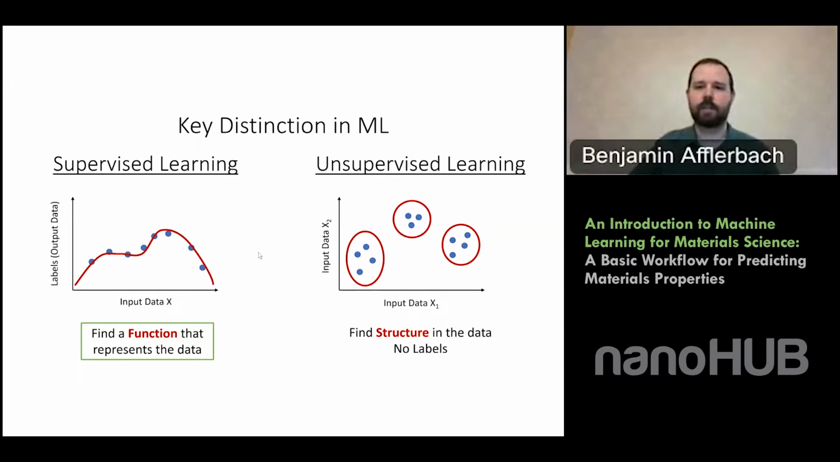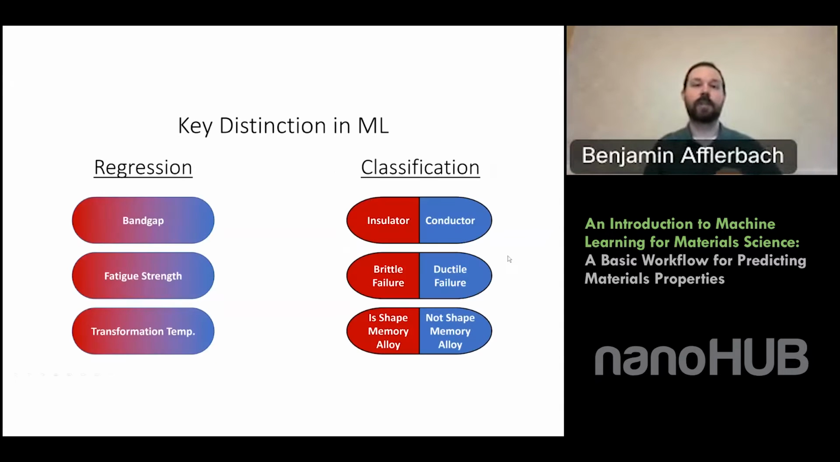Next key distinction is to think about what kind of predictions we're actually going to make. There are various types of machine learning models, and they can make different kinds of predictions. Two of the key ones we'll focus on are regression versus classification. Regression is just predicting a continuous variable. Again, our band gap values would be a continuous variable we're predicting. You could also predict maybe fatigue strength or a transformation temperature, like a melting temperature.